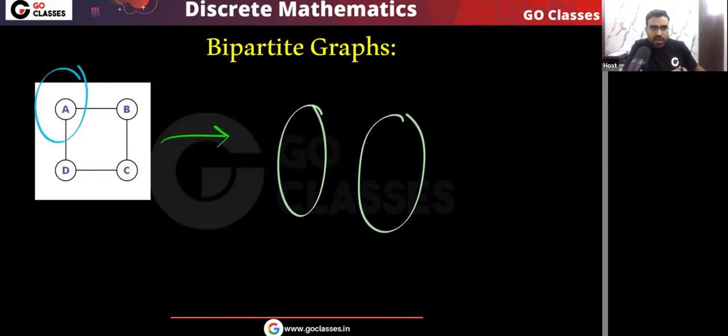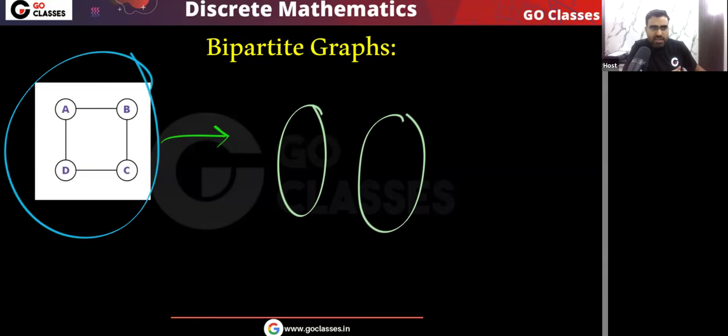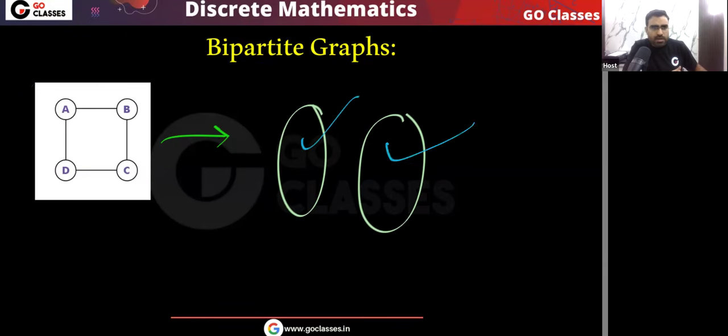Notice this A, I will put either in this part or in this part, yes or no, because every vertex I should put either here or here. So let's assume that I am putting this A here. Now you can easily see I want to create a bipartition. I want to create a partition of vertices such that every edge will be between these two parts.